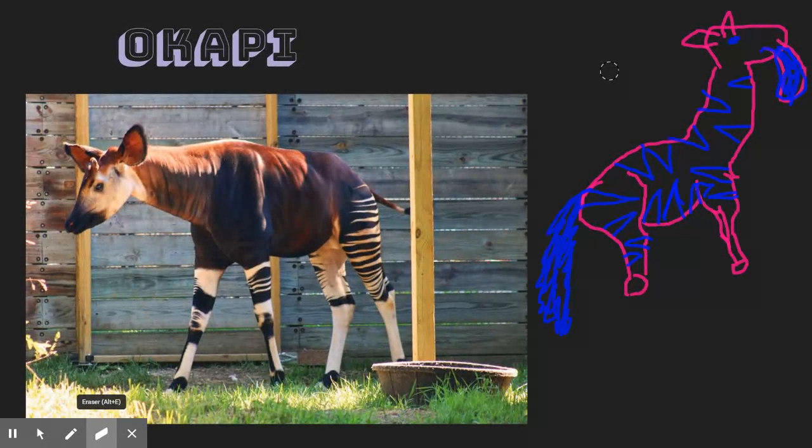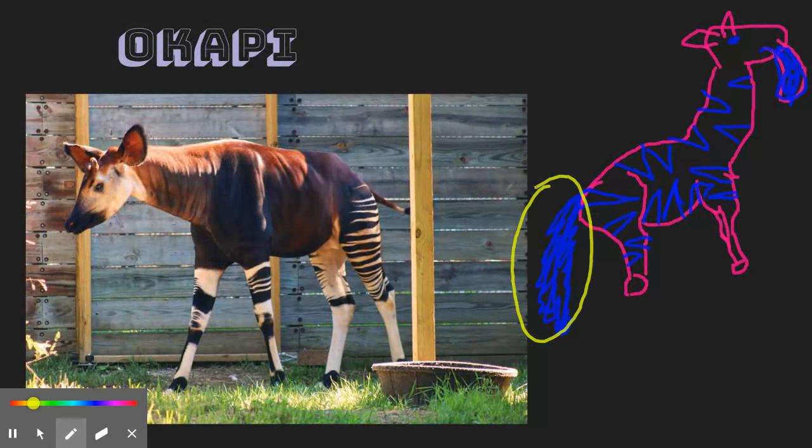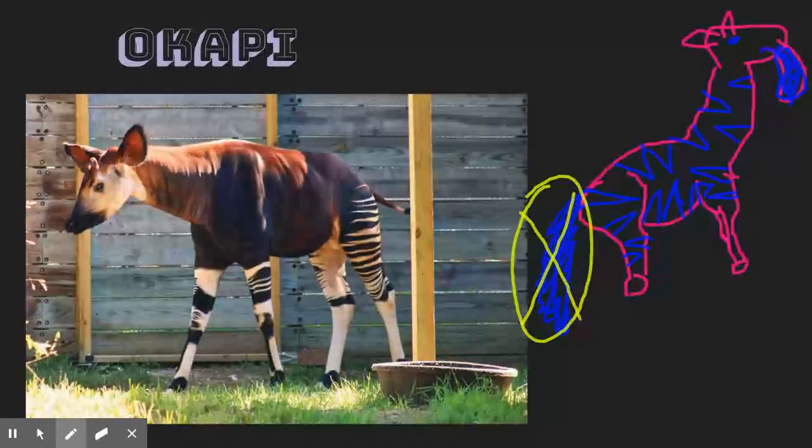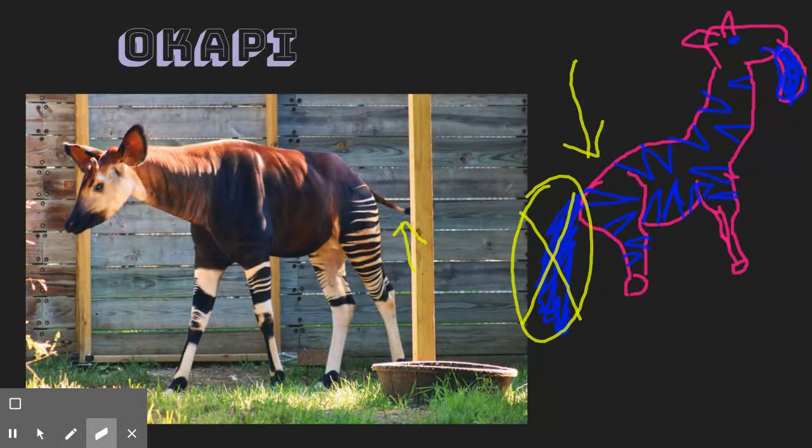So I definitely did not get the tail right. Let's choose some yellow. Tail, wrong. Look at this little nub of a tail he's got right here. I was kind of good with the stripes right here, but the stripes all over the body, I've got to get rid of those. Looks like they've only got the zebra stripes on their legs. So that also told me that the words in the text definitely need to be a little more specific about where their stripes are.